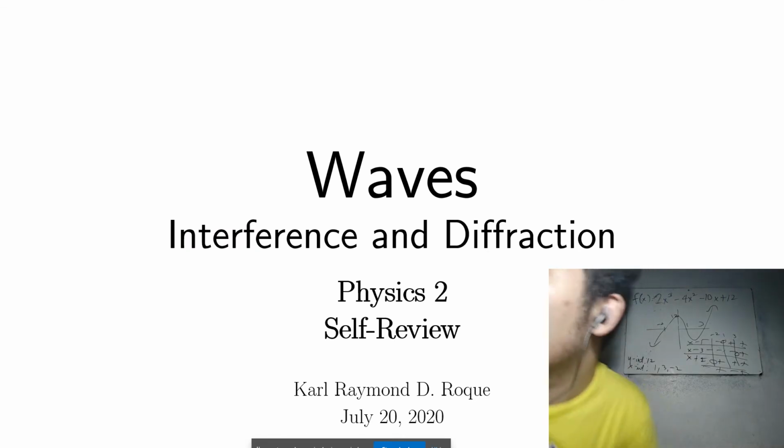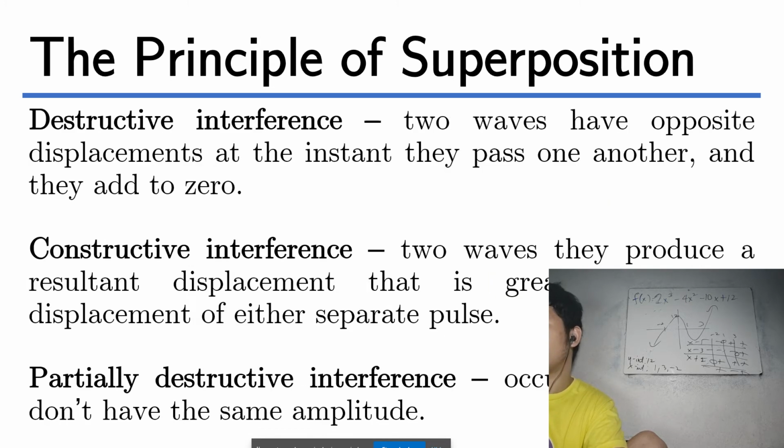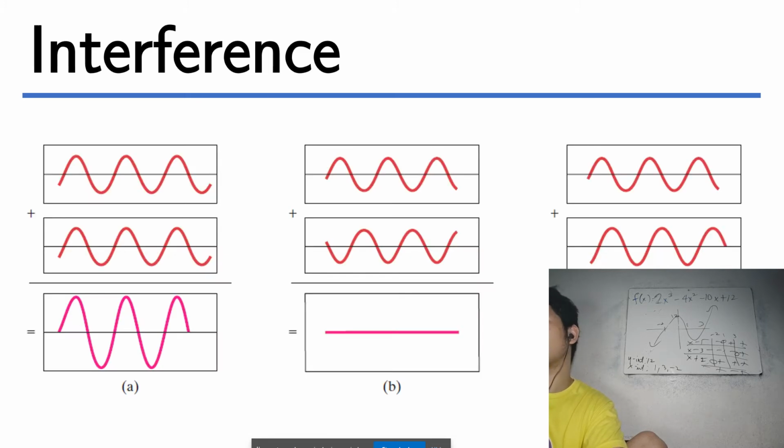For interference and diffraction naman, superposition states that the resultant displacement is the algebraic sum of their individual displacements, di ba? Crest positive, trough negative. The principle of superposition, ayan, pag destructive, pag nag-pass each other, add to 0. Pag constructive, lalaki. Pag partially destructive, kapag hindi same size yung mga wave natin. Ayan. This is what happens. Itong nasa left ay constructive, dito sa gitna ay destructive, and dito sa right ay partially destructive.